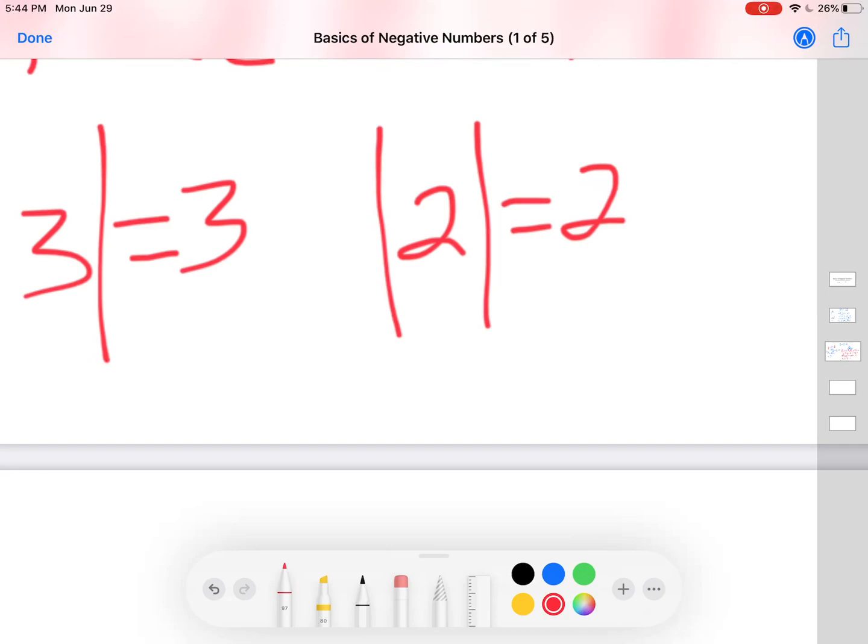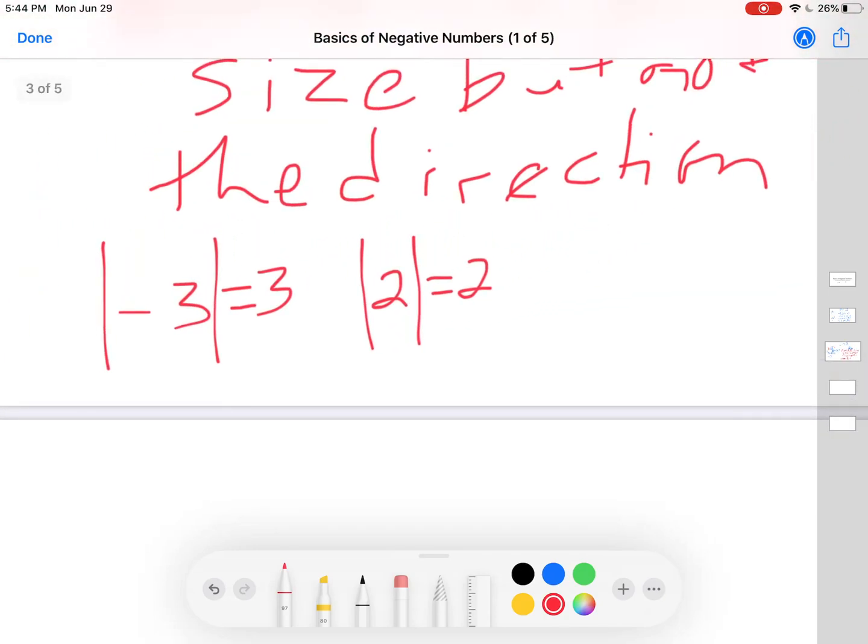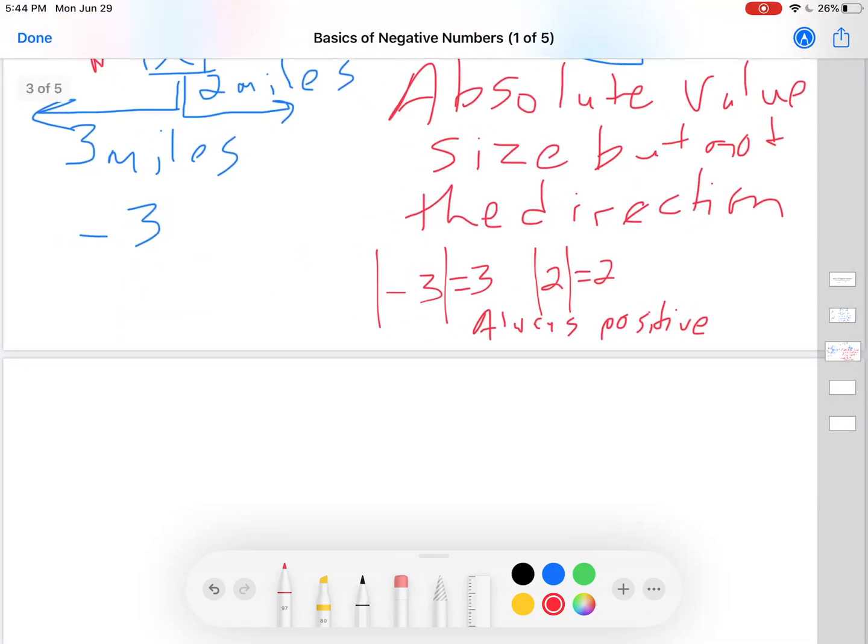Positive 2. So the consequence of this, asking about size and not direction, is that it is always positive. If the number starts out negative, it is positive. If the number starts out positive, it's still positive. Absolute value is always positive.